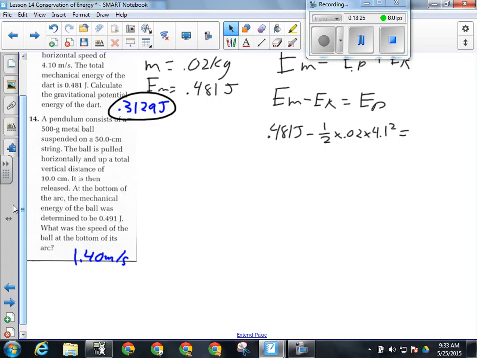Okay, so all they're asking us to do is find out the speed at the bottom of the arc. Well, at the bottom of the arc, all of its mechanical energy will be in what form? Kinetic, because that's where it goes the fastest and it can't fall any further than that. So I'm just going to say then that 0.491 joules equals 1/2 mv squared. And I'm going to solve for v.